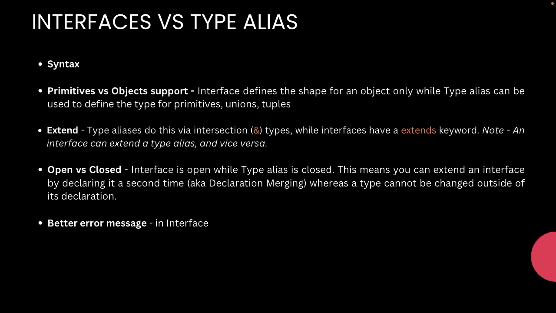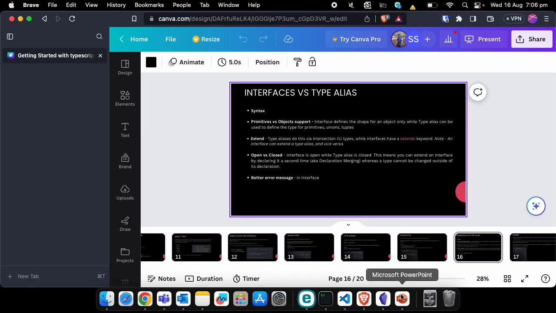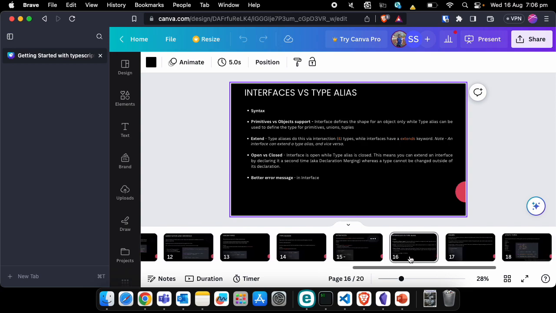Open versus closed. This is about type alias being closed. So what that means is if you create a type alias, then after that you can't create another type alias with the same name. However, that's possible in interface. You can have two interfaces with the same name. So we'll look into that in the code again. And better error messages in interface. I think, yeah, that better error message was about, I saw this in the TypeScript official documentation, but I still need to check how it actually does that.